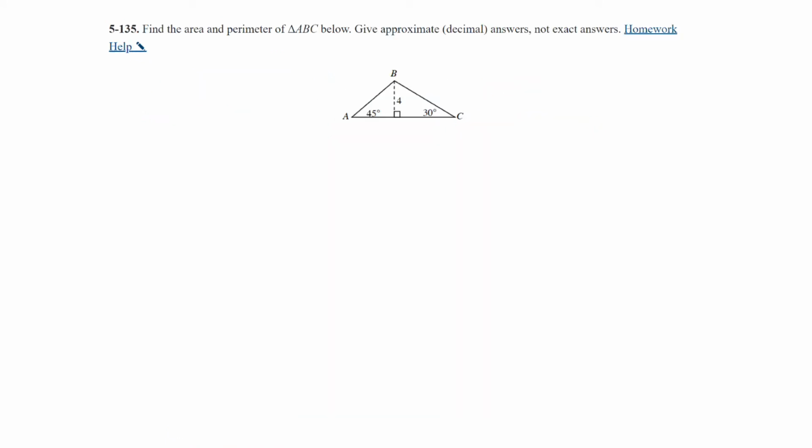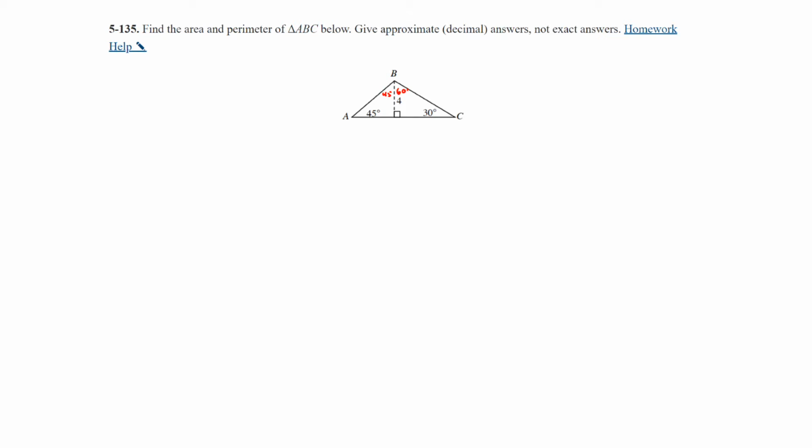Question 135. Find the area and the perimeter of the triangle ABC below. Give approximate decimal answers, not exact answers. So when they say that, it might get you thinking about how we can find exact answers. Well, this is a 30, 60, 90 triangle and a 45, 45, 90. It doesn't mean we can't use our special right triangles. We'll just have to make sure that we plug the answer in at the end to get the approximate answer. So you can also use your trig ratios.